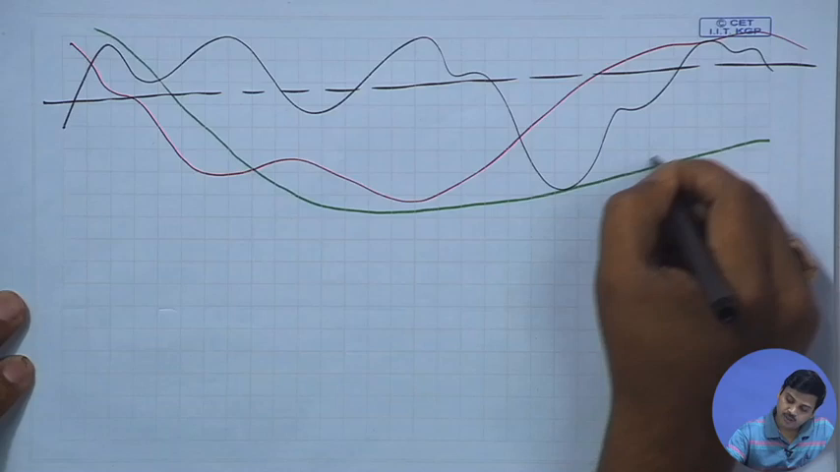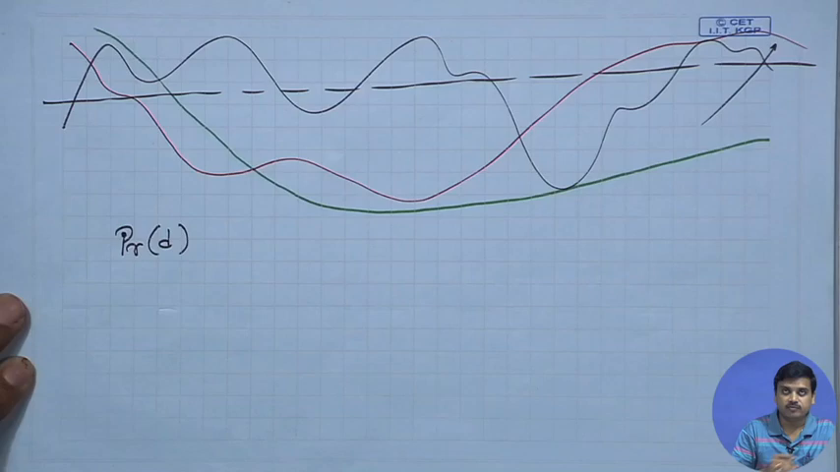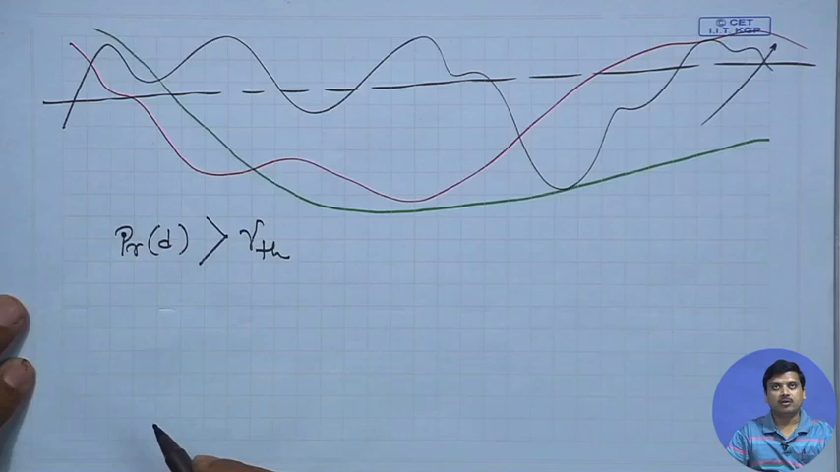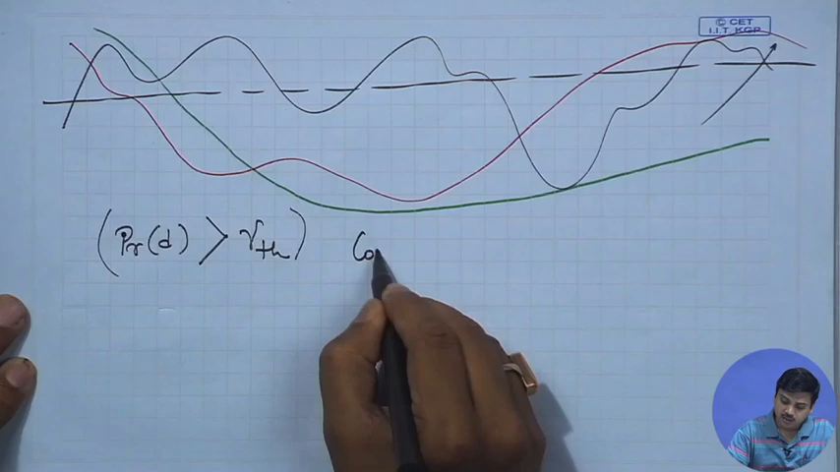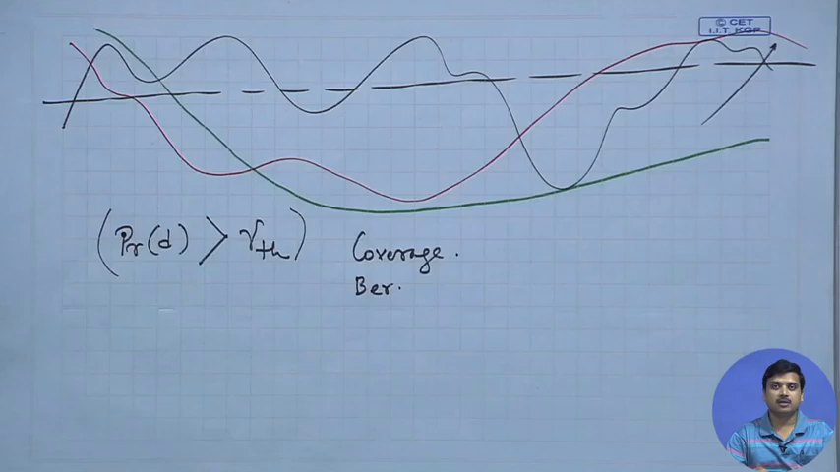Now, why is this threshold important? Because we require the received signal strength at distance d, which we calculated, to be greater than a certain threshold. This calculation is important for coverage probability and for bit error probability. That means provided the signal is above a certain level for a certain percentage of time, the error probability is good. Otherwise, if the signal is below the threshold, we would have outage.